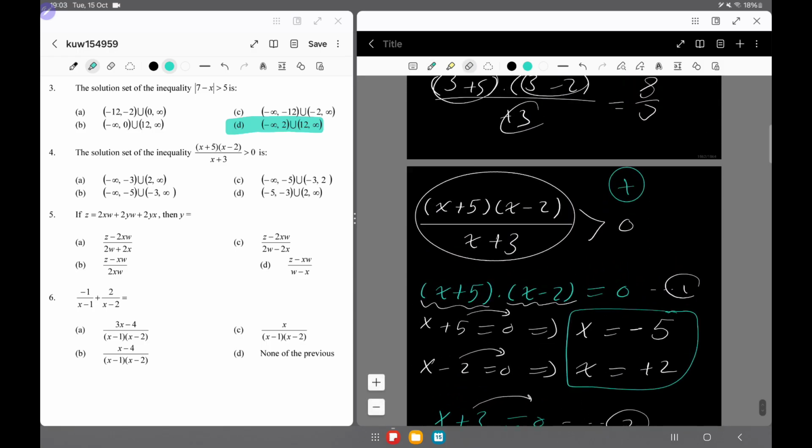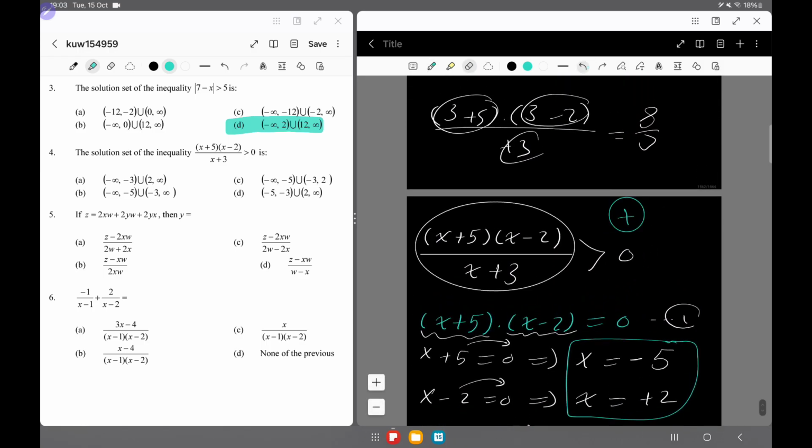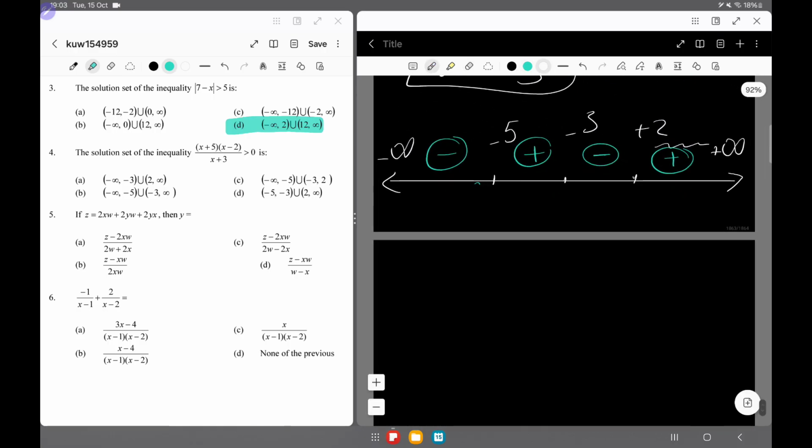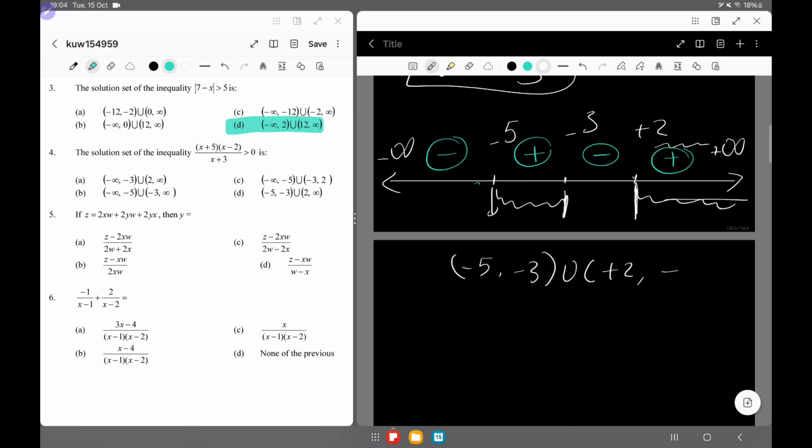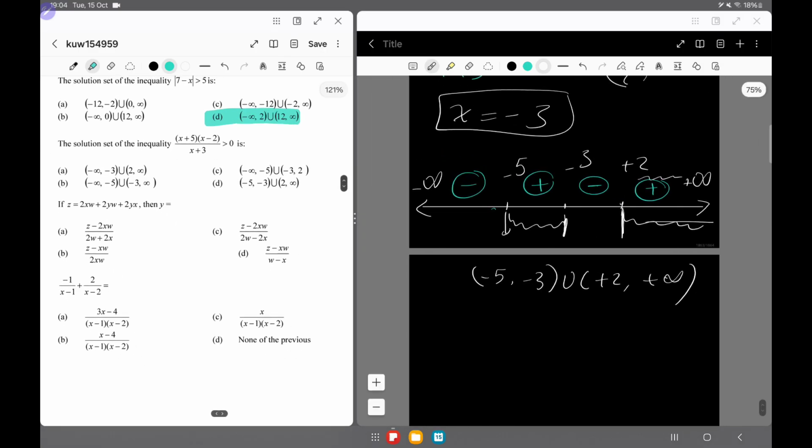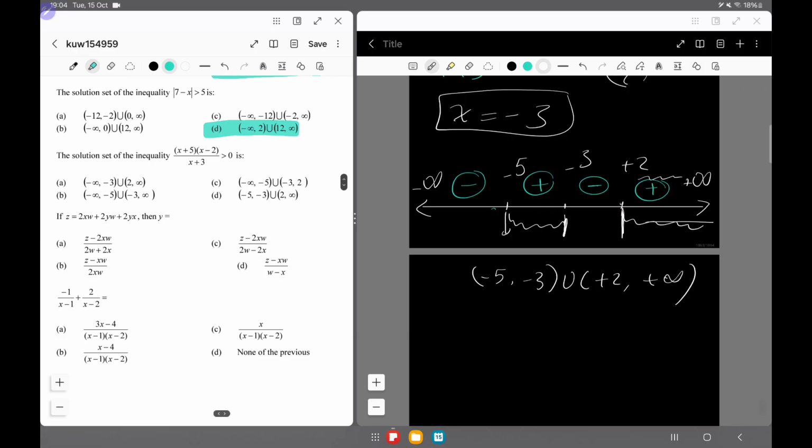So, as I told you, I need what's in the beginning to be more than 0, that means positive, okay? So the solution is from this to this, and from this to this. From negative 5 to negative 3, union, from positive 2 to positive infinity, okay? Which one is correct? This one, I guess: negative 5, negative 3, union 2 to positive infinity. Okay?